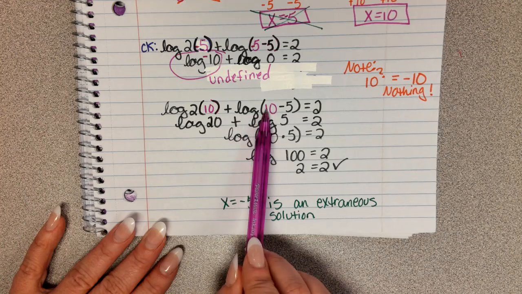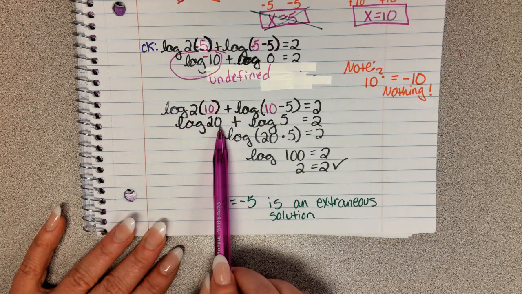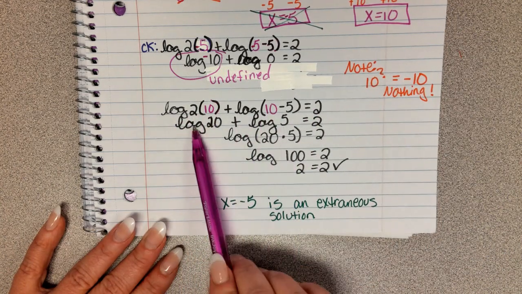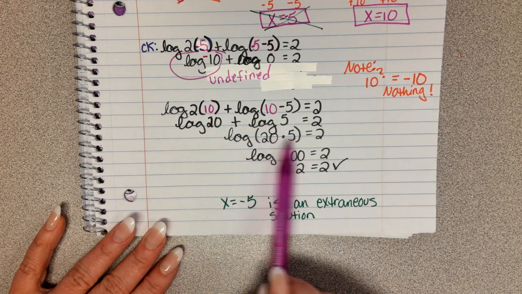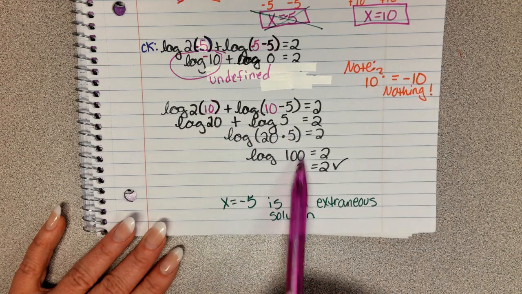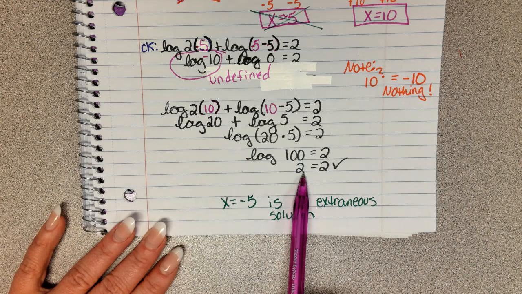So I substituted in 10 for x. Remember, 2 times 10 is 20. 10 minus 5 is 5. Now here, addition, I know that addition means I can multiply these arguments. 20 times 5 is 100. The log of 100 is equal to 2.